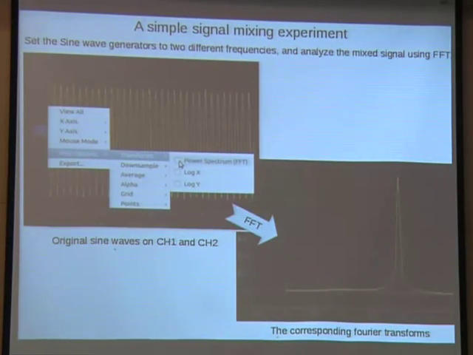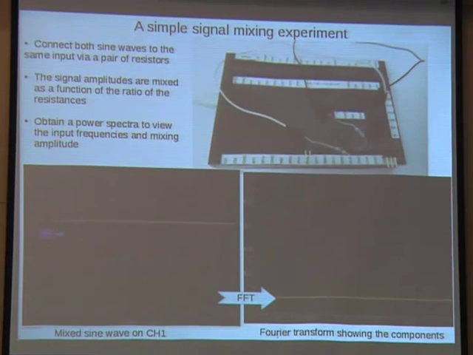Now, instead of connecting them to two independent channels, I used a pair of resistors to connect them to the same channel. So this effectively mixes the two signals together, and your channel now looks like this. But you can take an FFT and verify that the original components were indeed 170 hertz and around 800 hertz. The amplitudes are different because the resistance values are different, so the mixing amplitudes are different.